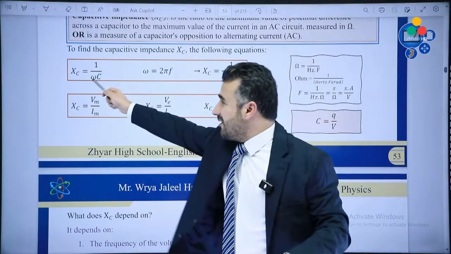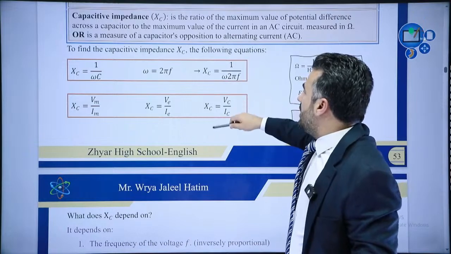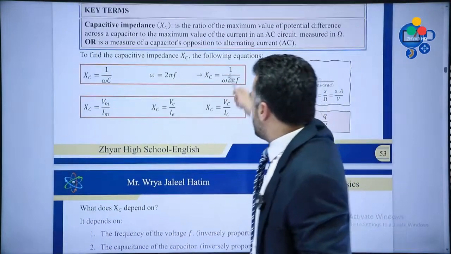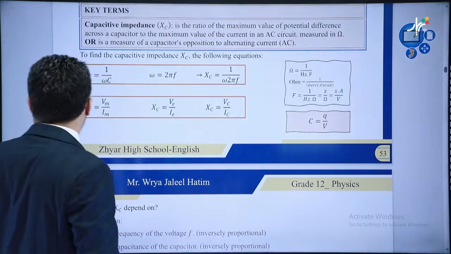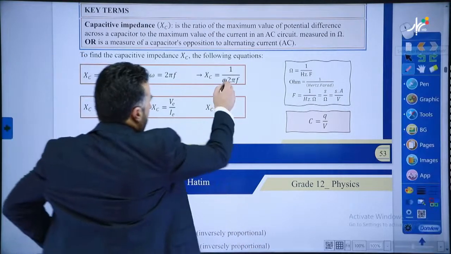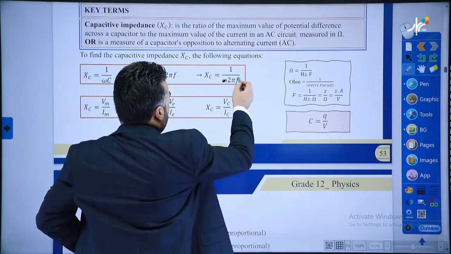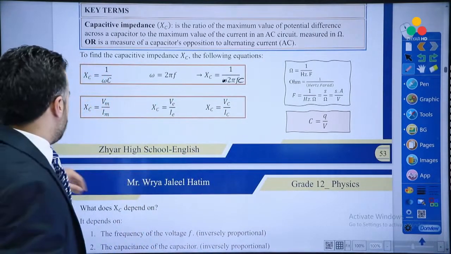So if we substitute this value into this, this is where we get XC equals 1 over omega C, or you can say, by the way, omega has to be 2 pi f. Instead of saying omega, of course, we'll have to say 1 over 2 pi, that is the frequency, multiplied by the capacitance, or the value for the capacitance here.